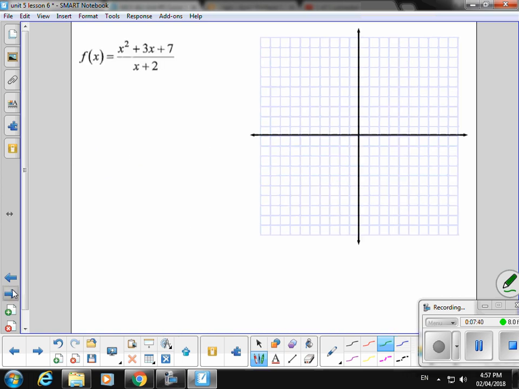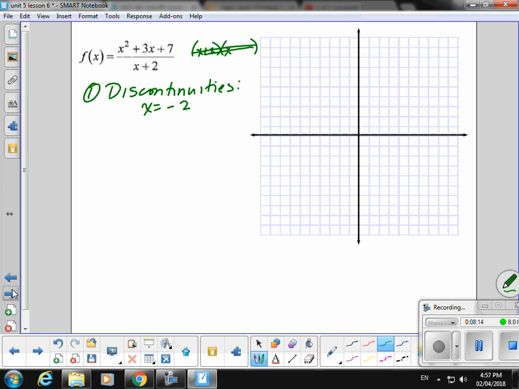F of x equals x squared plus 3x plus 7 over x plus 2. So step number 1 is to look for discontinuities. Our discontinuity happens at x equals negative 2. Is it a hole or is it an asymptote? If I try to factor this, I would try to do x plus 2 times x plus 2 times, nada, not going to happen. That's going to be an asymptote.